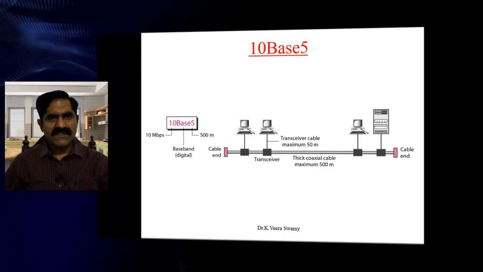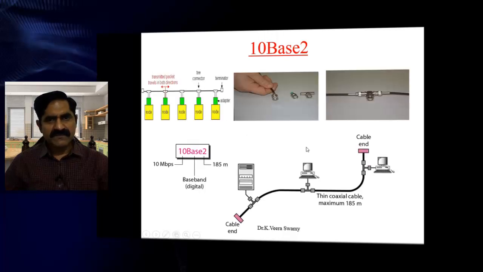So this is the first possibility, thick coaxial cable. Your maximum segment size is 500 meters. Here systems are connected with the help of tappings like this. This way so many systems are connected, even the server is also connected. So this is the basic idea of thick coaxial cable.